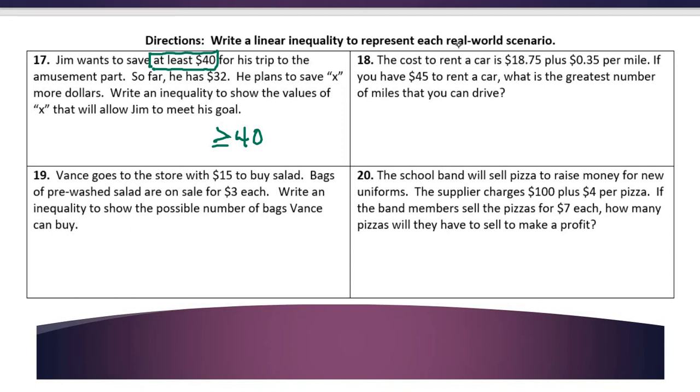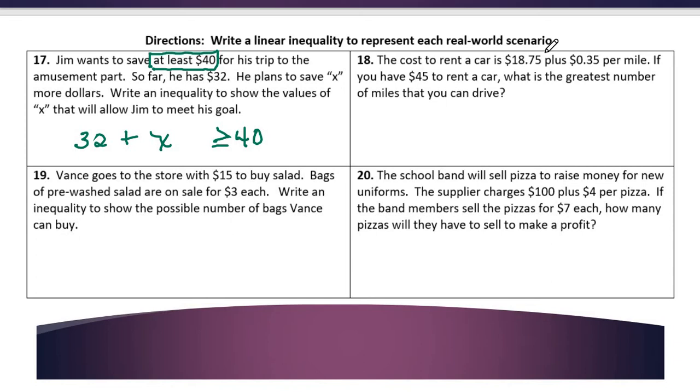So far, you have $32 that you have saved up for the trip. He plans to save X more dollars. So we're going to put plus X and write an inequality to show the values of X that will allow Jim to meet his goal. And so now we have 32 plus X is greater than or equal to 40.